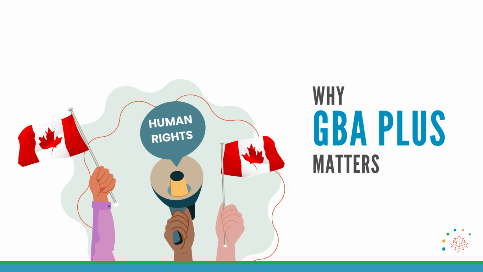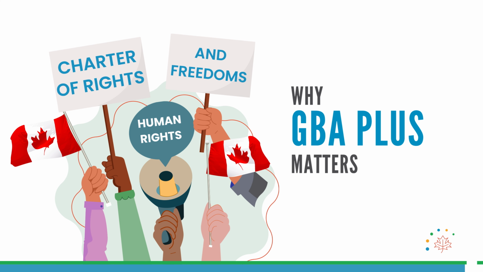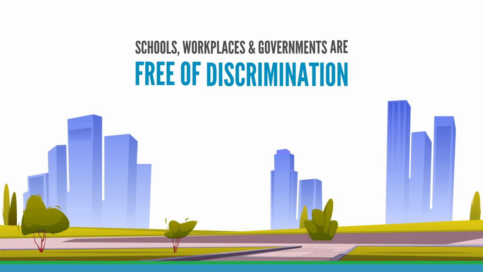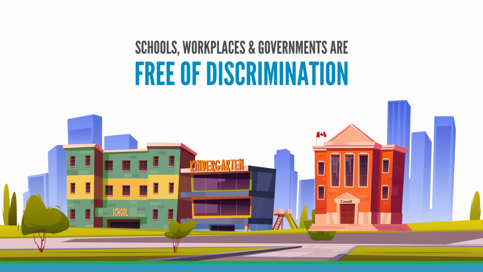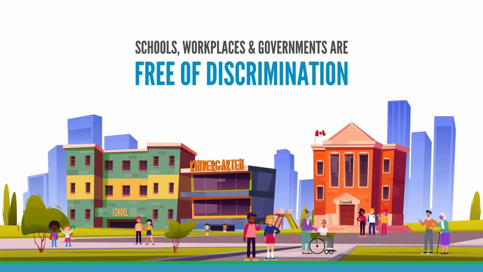Here in Canada, we have the Canadian Charter of Rights and Freedoms, a foundational document that safeguards the human rights and freedoms of all its citizens. In addition to the Charter, Canada has developed policies aimed at creating discrimination-free environments in schools, workplaces, and government bodies. These policies are designed to be inclusive, safe, and equitable, supporting all cultural and religious groups, individuals with different abilities, and those with diverse sexual and gender expressions.